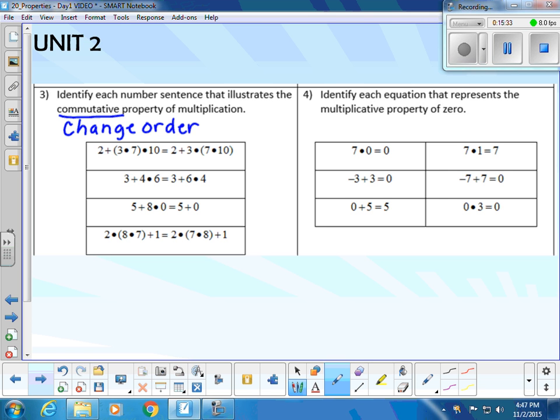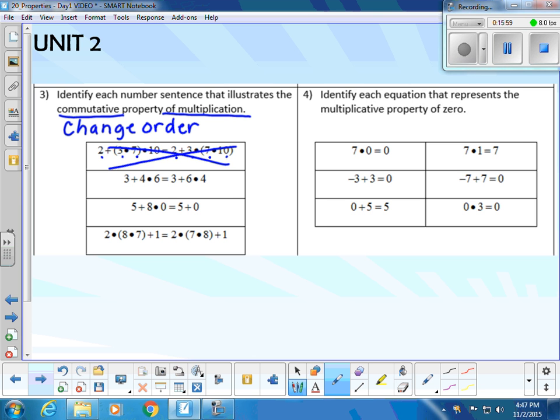And the other way they'll trick you is they'll give you addition instead of multiplication. So look here, we have addition. Let's look at the order of the numbers. 2, 3, 7, 10. 2, 3, 7, 10. Did anything change there? No. The orders of the numbers are the exact same. That's actually the associative property because they're changing who's working together in the groups.